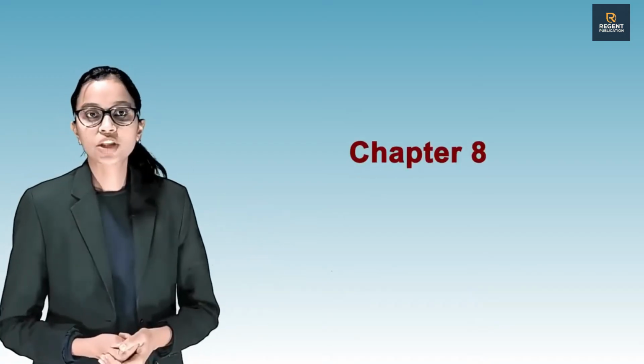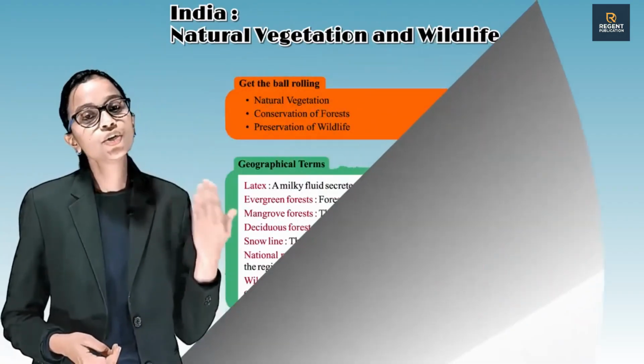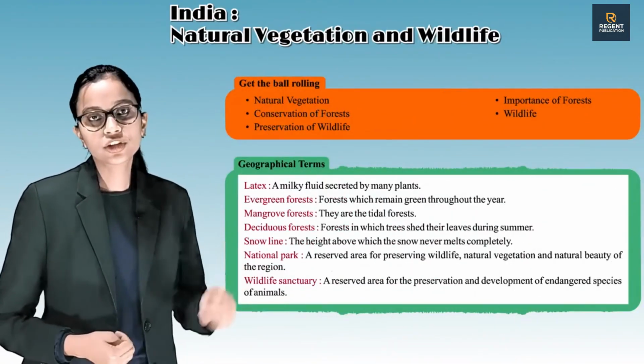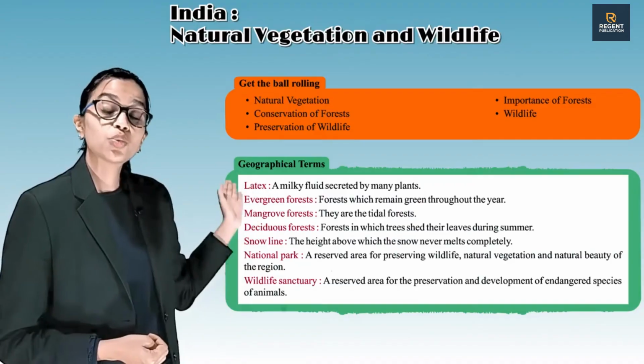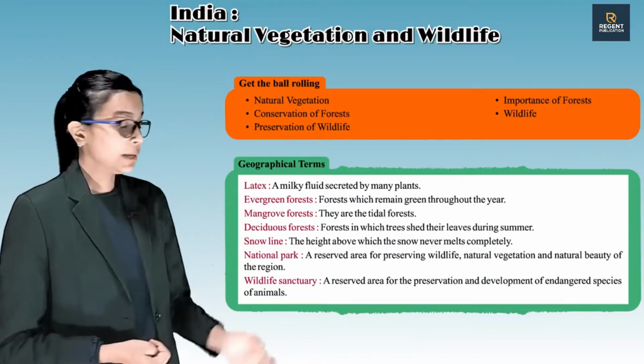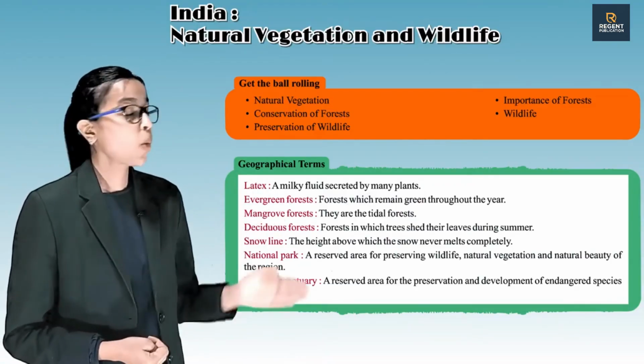So students, from today we'll start chapter 8 of unit 3, that is India: Natural Vegetation and Wildlife. So children, get the ball rolling. Natural vegetation, conservation of forests, preservation of wildlife, importance of forest and wildlife.